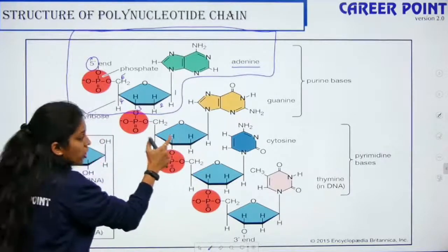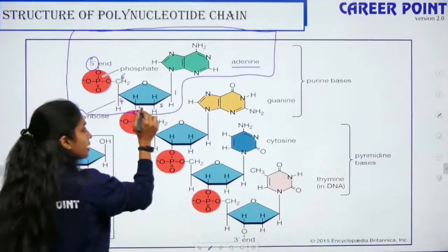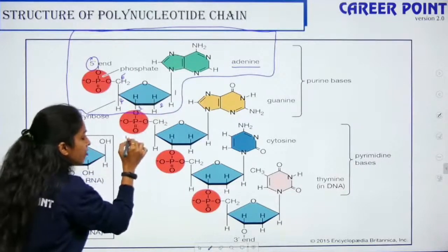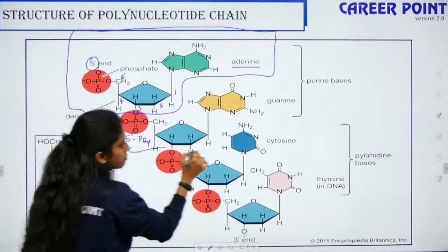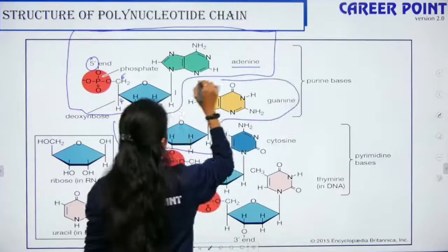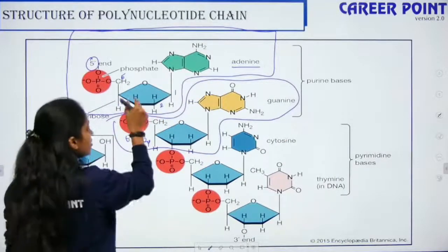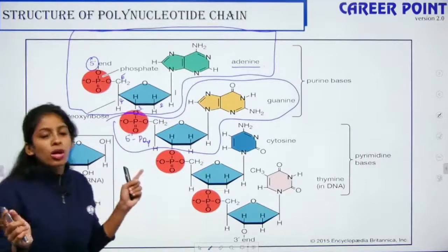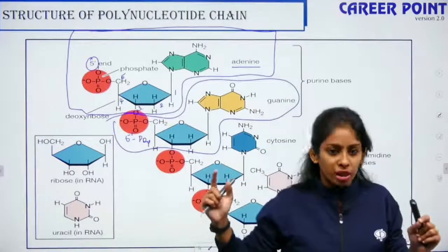So my next nucleotide comes and binds at this 3' OH, between this 3' carbon of the sugar and the 5' phosphate of the next nucleotide. So this is my next nucleotide. Yes, all of you are getting it? And this too is your phosphodiester bond. So that is how two consecutive nucleotides are linked together in a polynucleotide.